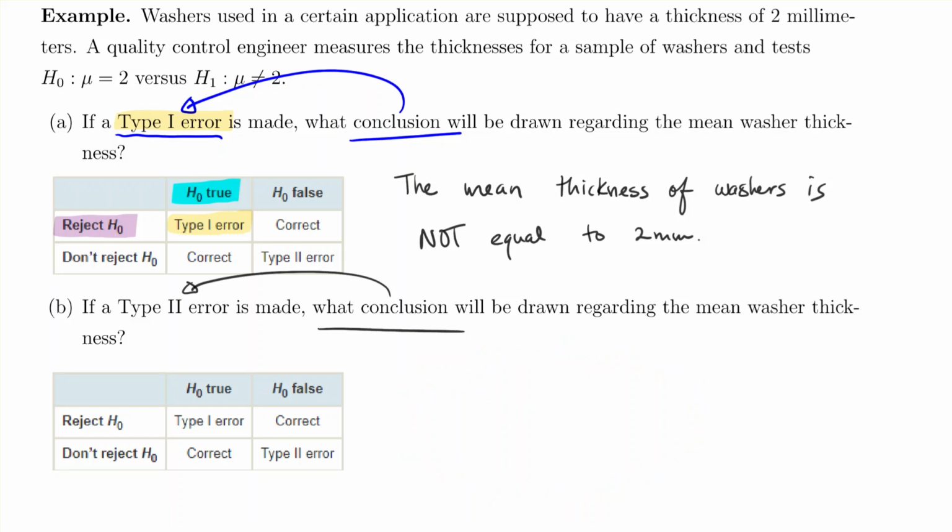So looking at the chart, I know in order to make a type 2 error, maybe I'll change colors there. Type 2 error can only occur when H0 is actually false, but we end up not rejecting H0. So H0 was false, but we don't have enough evidence to reject it. So here we'd say something like there's not enough evidence to conclude that the mean thickness differs from the supposed 2 millimeters.